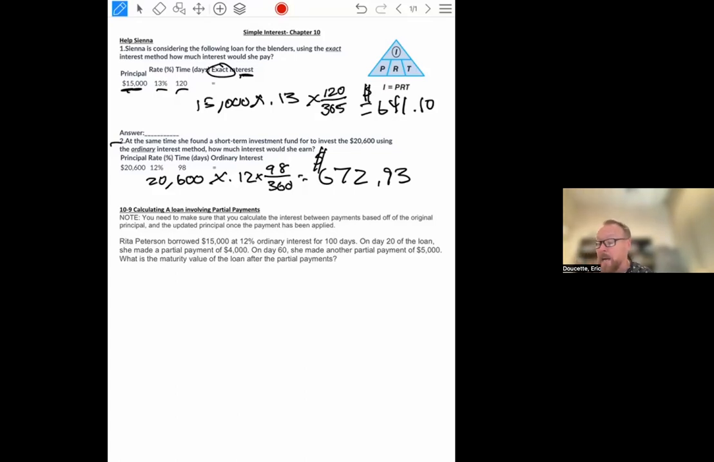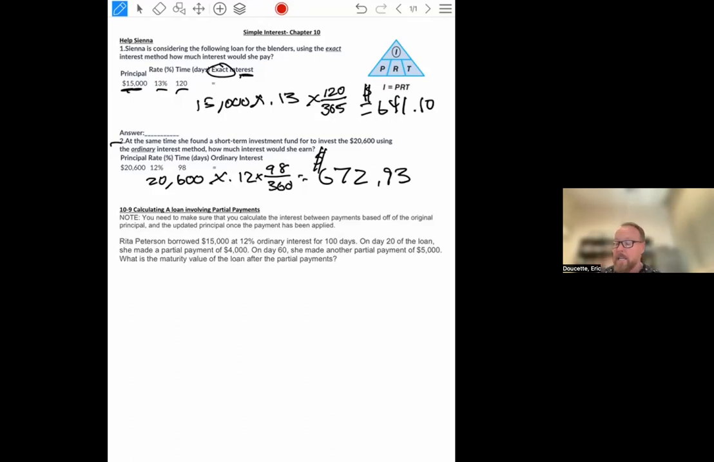Now, if it were me, I would probably invest that 20,600. I'd wait 98 days to buy my blenders, and then the money that she just earned in interest would cover the interest that she's going to be spending by taking out the loan, and she would still have her 20,600 in the bank at the end of the day. So that's the two of the problems there for Sienna.